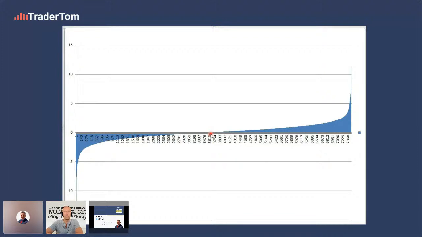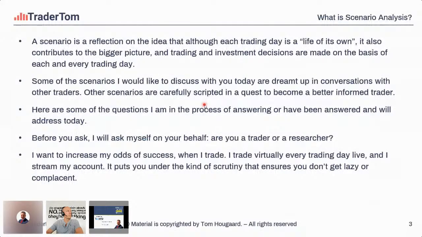No matter how strong the trend is up or down, anything can happen at any point in time. So using this data, I began to create scenarios, and a scenario is a reflection on the idea that each trading day has a life of its own, but it also contributes to the bigger picture.